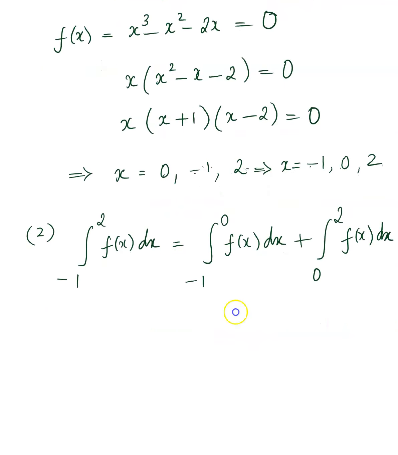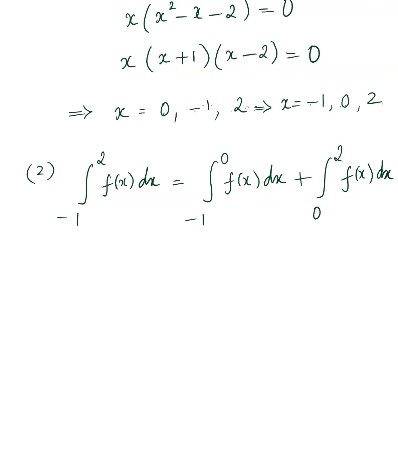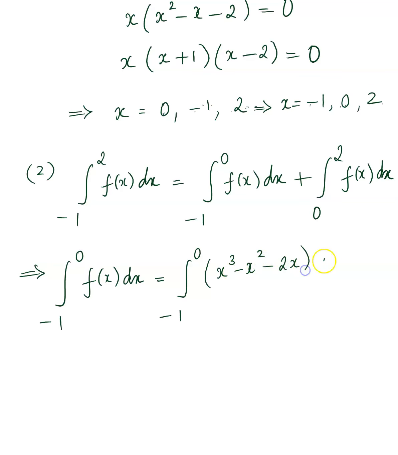Okay. Now, because I anticipate these to be kind of lengthy, I'm going to do them in parts. So I'm just going to focus on negative 1 to 0 first for the first subinterval. And f of x was x cubed minus x squared minus 2x dx. You can take the integral individually, or you could simply just do all of them at once.